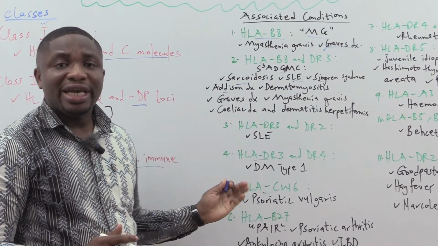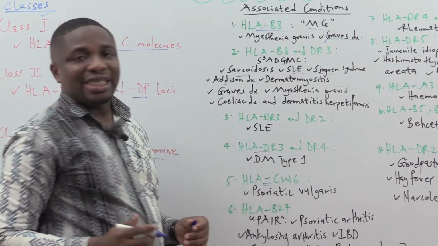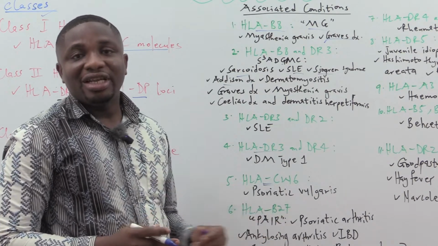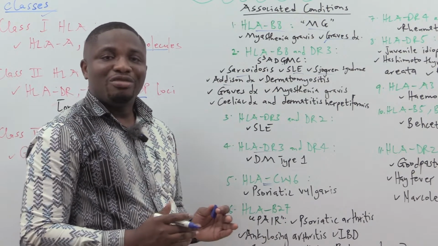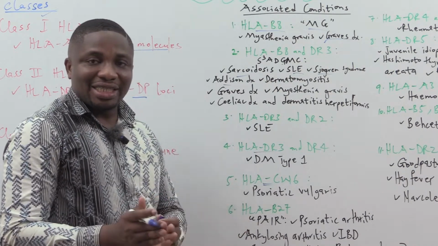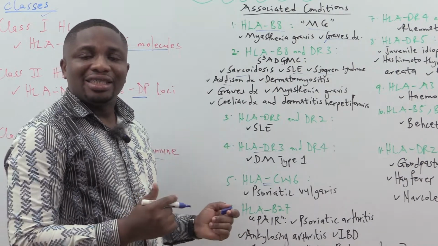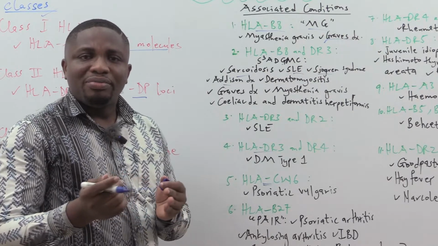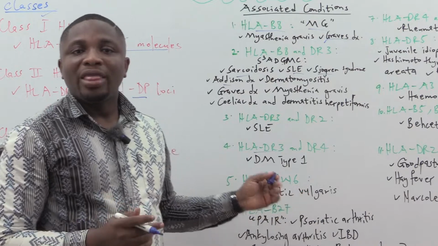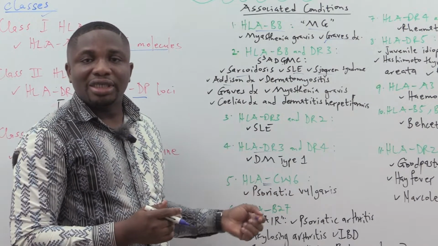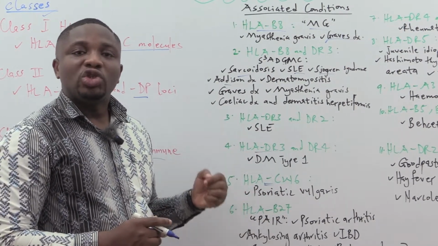The next one you are going to is HLA CW6. And if you say C, definitely it belongs to class 1 HLA. For the CW6, remember C's is rhyming with PS, that's SWA, 6, SWA. So for the CW6, the associated condition should be what?